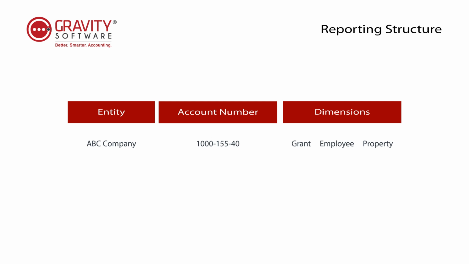So first, there's three main pieces to our structure. The first piece is the entity code. That's a company. So if you have 20 entities, you'll have 20 companies listed. Second piece is an account number.